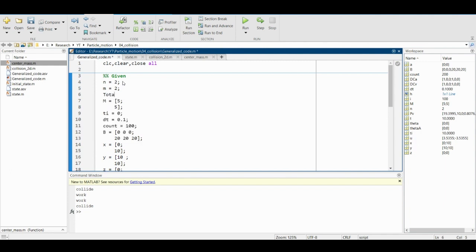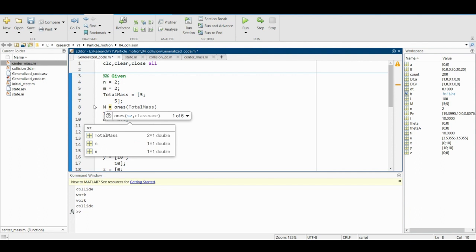So the total mass of these particles is equivalent to 5. Now the mass matrix: first of all there are 2 particles, and the third one will be the center of mass, so there are 3, so I have to distribute it into 3. So m should be equivalent to ones of number of rows n, and m plus 1.